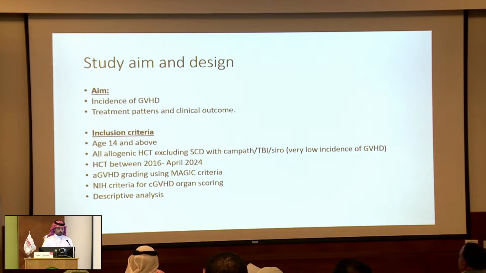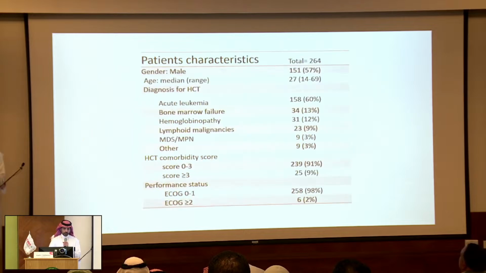The data has been collected between 2016 and April 2024. For acute GVHD grading, we used the MAGIC criteria, and for the NIH grading, we used the chronic GVHD organ scoring. I did only descriptive analysis so far for our data.